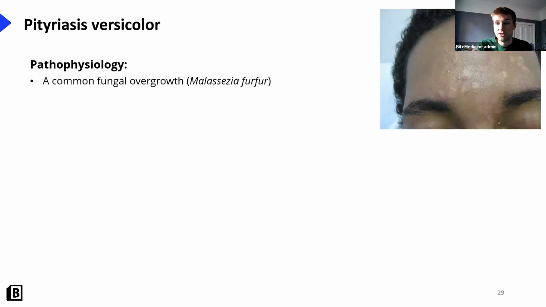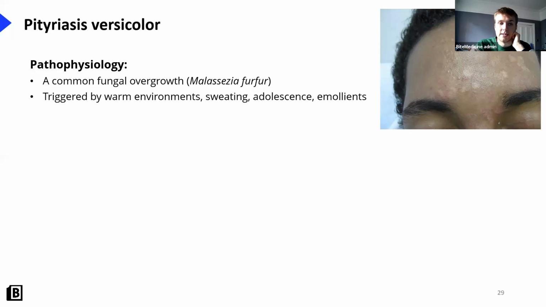Also worth mentioning now, Pityriasis versicolor. So this is due to a fungal overgrowth. Again, malassezia. We saw it earlier with seborrhoeic dermatitis. This time it is the furfur species, and essentially it can overgrow in warm environments, sweating, adolescents, or moisturizers like emollients. I said earlier on with sebderm, if you use too much emollients, you encourage that fungal growth. You can see it here.